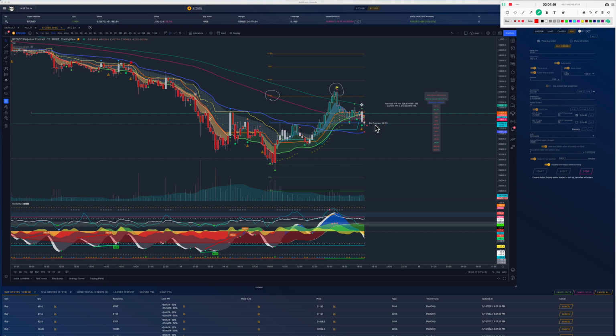Now, this is a potentially short setup, but we can't really get into it now because this purple line is in the way. So if it curves up, I think we chop through it a few times, and for that reason, it should be okay for us to initiate a long here and start selling on our 15-minute ATR. So let's see what happens.